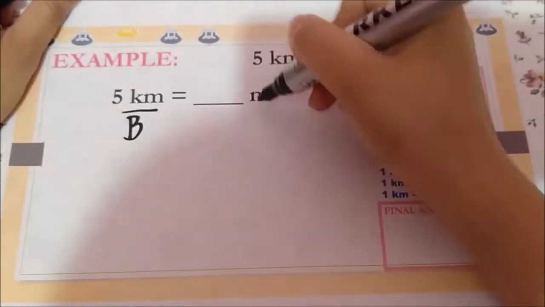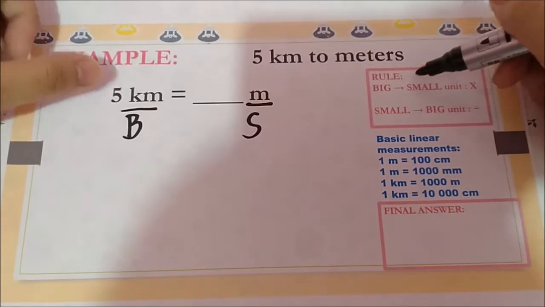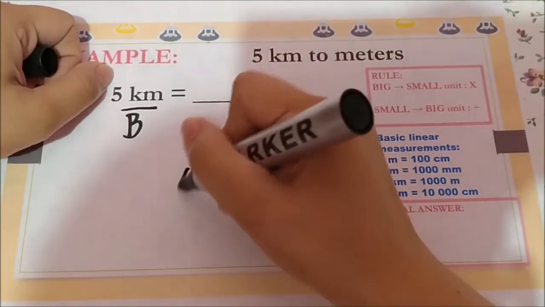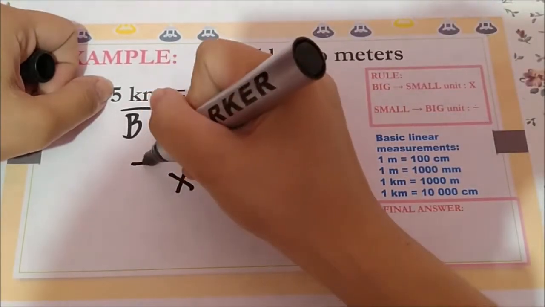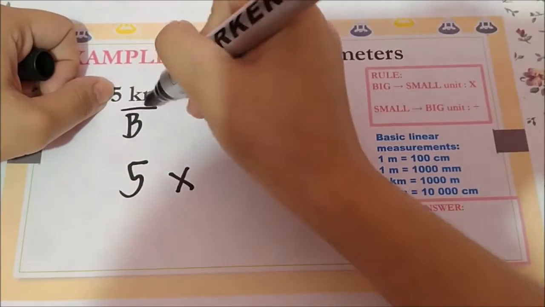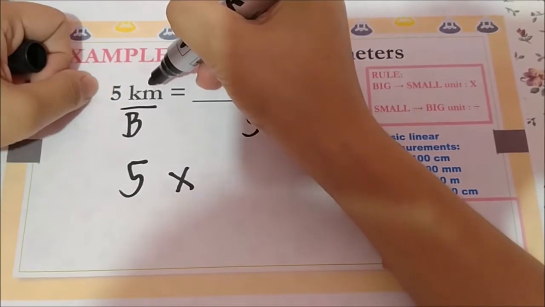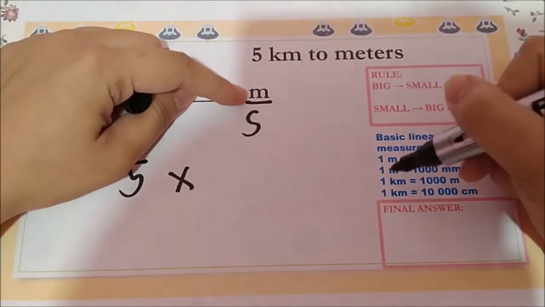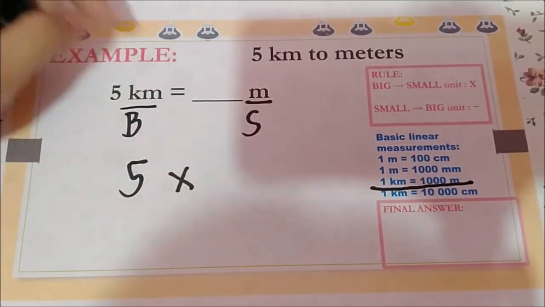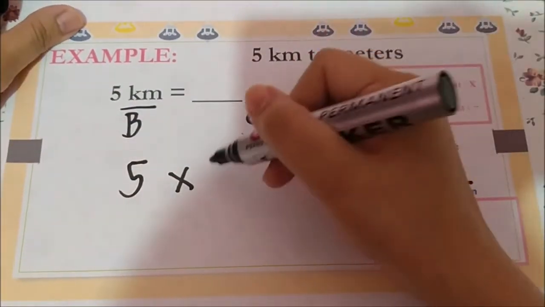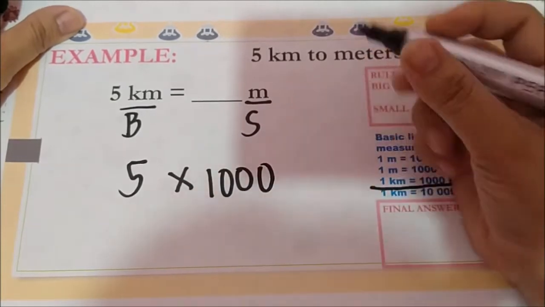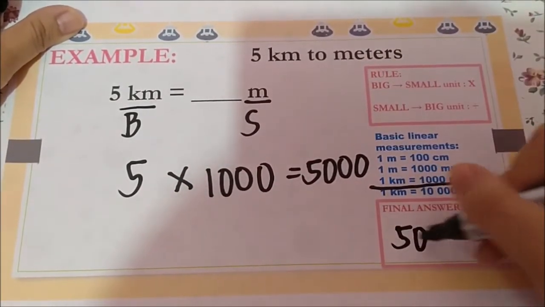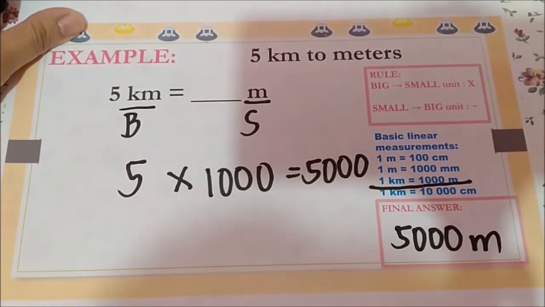Our second example. First step, identify which is the bigger and smaller unit. Kilometer is bigger than meter. In the rule, bigger to smaller unit means multiply. So we will multiply what was given by what number? Look at the bigger unit. Let's say that is 1 kilometer. 1 kilometer is equal to how many meters? It says here, 1 kilometer is equal to 1,000 meters. Therefore, the number to be multiplied with 5 is 1,000. Multiply it together, you will get 5,000. Your final answer will be 5,000 meters.